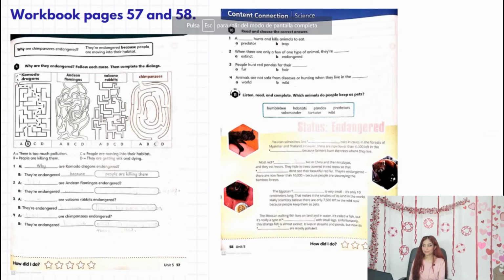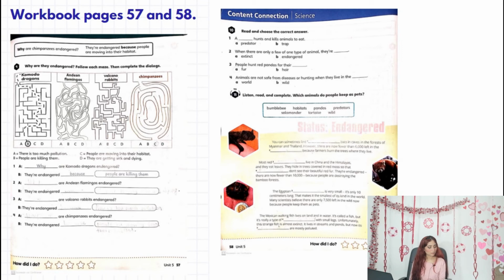Workbook, page 58, activity 11. Listen, read, and complete. Which animals do people keep as pets? Status, endangered. You can sometimes find bumblebee bats in caves in the forests of Myanmar and Thailand. However, there are now fewer than 6,000 left in the wild because farmers burn the trees where they live. Most red pandas live in China and the Himalayas, and they eat leaves. They hide in trees covered in red moss so that predators don't see their beautiful red fur. They're endangered. There are now fewer than 10,000. Because people are destroying the bamboo forests.